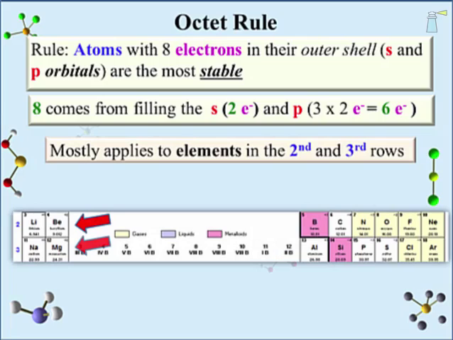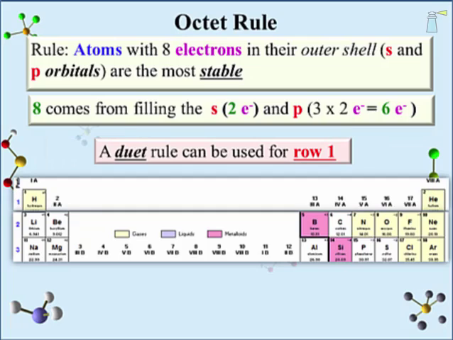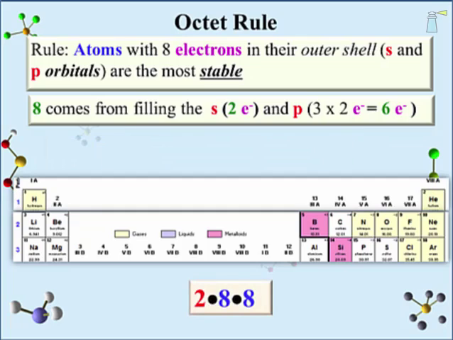The octet rule mostly applies to elements in the second and third row. It doesn't specifically hold for row 1 elements. A duet or 2 rule can be applied for row 1 elements. There is a shell pattern of 2, 8, 8 that represents how many electrons are required to fill the first 3 energy levels. Again, limiting ourselves to s and p orbitals.